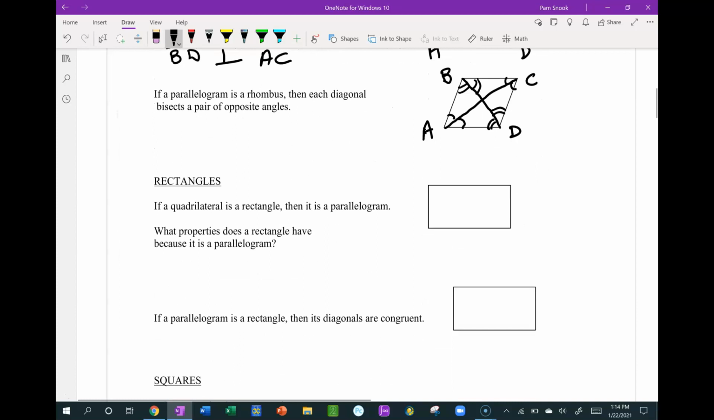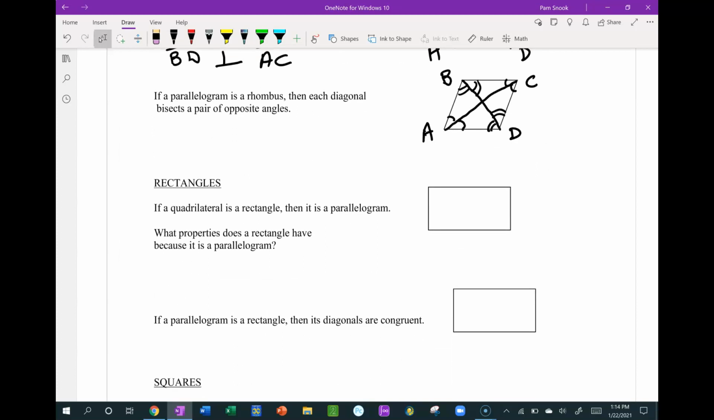Next one is the rectangle. Now the definition of a rectangle is you have four equal angles. This is a four-sided figure. All four angles are the same. So rectangle implies four angles are congruent, which means they all have to be 90 degrees.